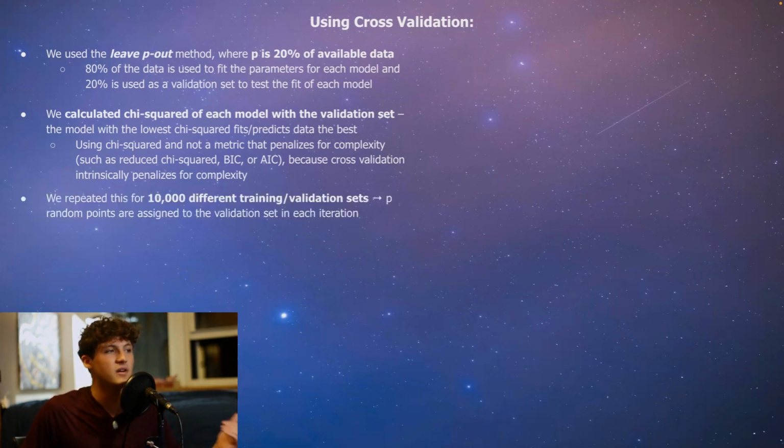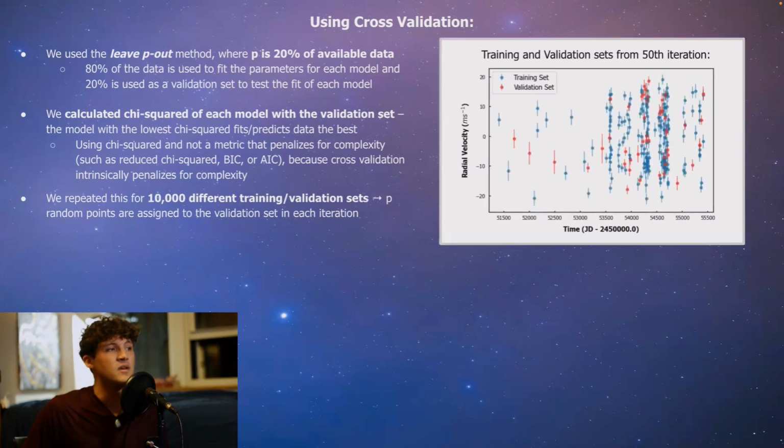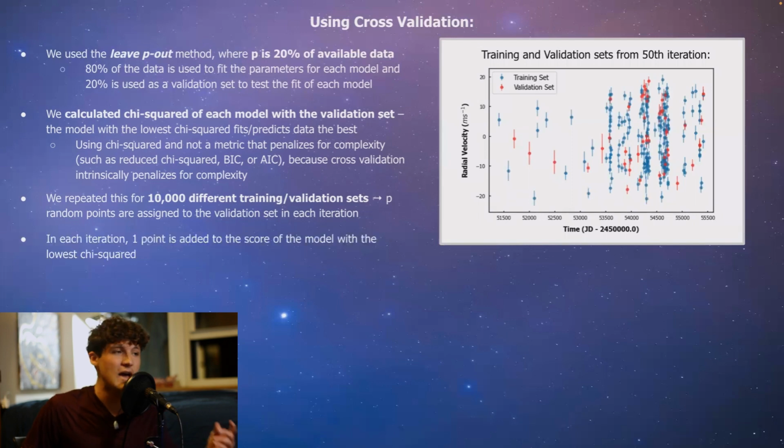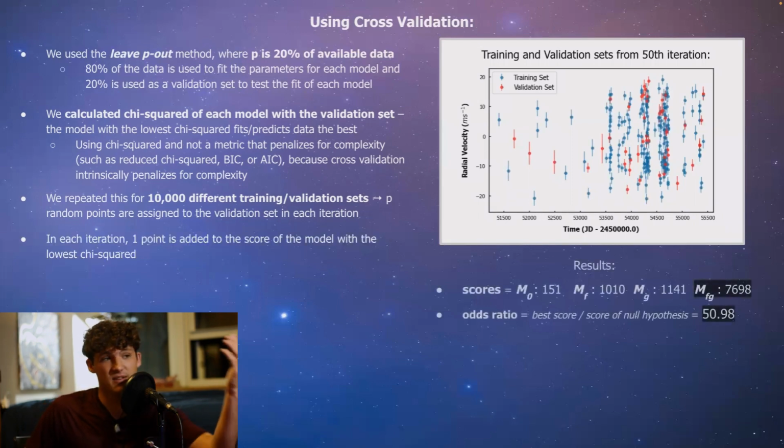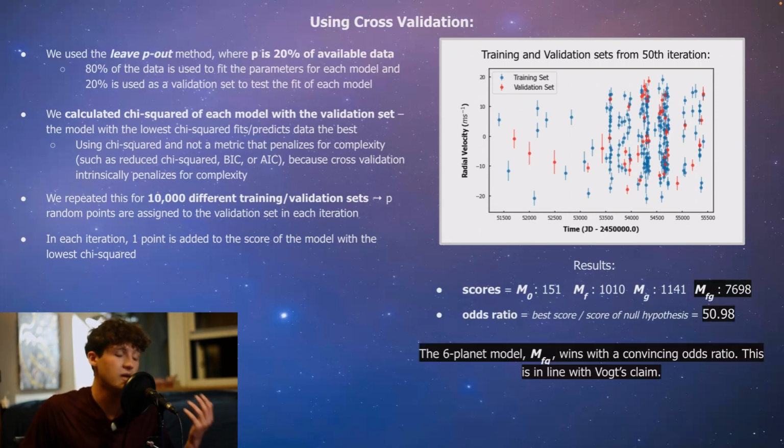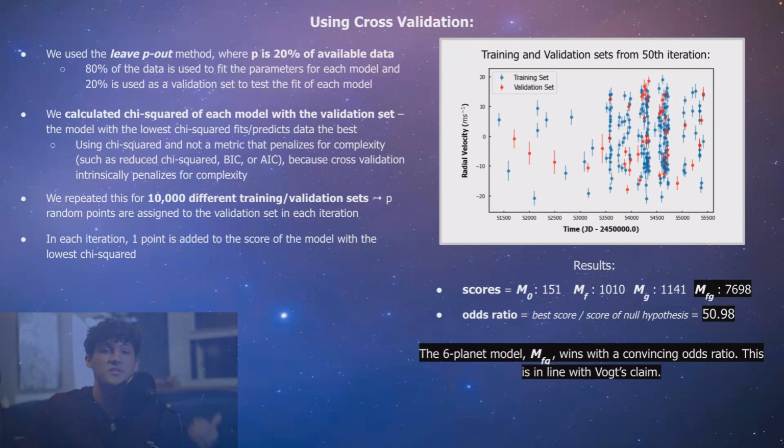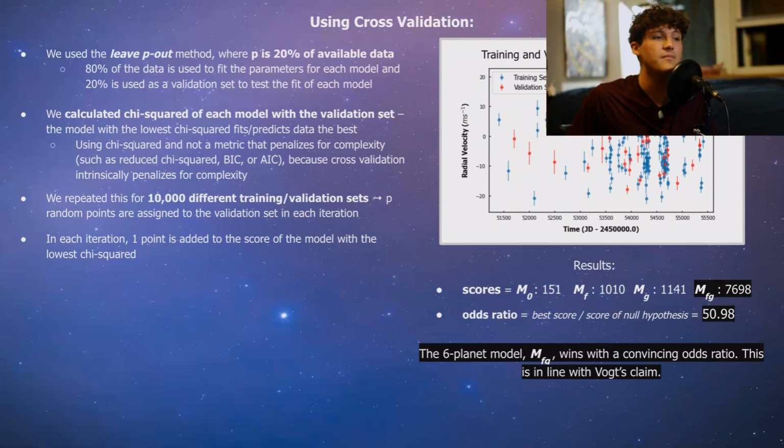So we repeat this 10,000 different times using different training and validation sets. You can see the 50th iteration here on the right. And in each iteration, we add 1 point to the score of the model with the lowest chi-squared. In this, it produces these results. As you can see, model FG wins out enormously again with a very high odds ratio of 51. And that leads us to conclude that the 6-planet model, model FG, is the most convincing one, which is in line with Vogt's original claim.